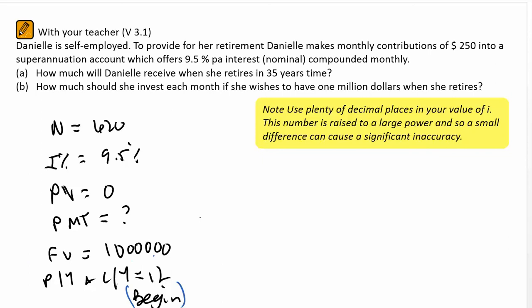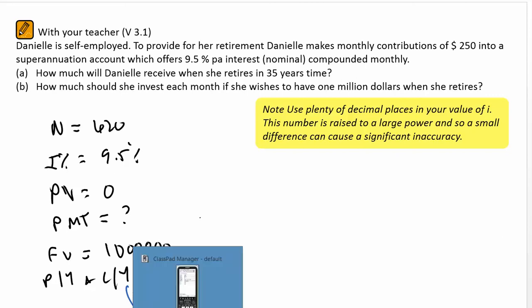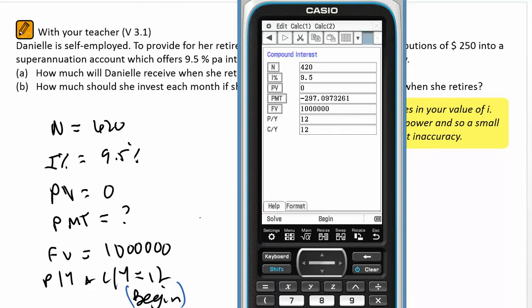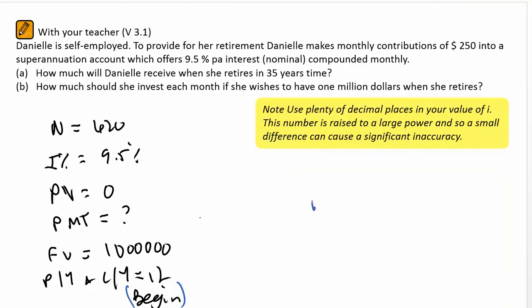We use the end when we're looking at payments made after we've got the money. So that's the situation for mortgages and loans, etc. So the answer here, as we saw before, $297.10. Sometimes referred to as the repayment figure.